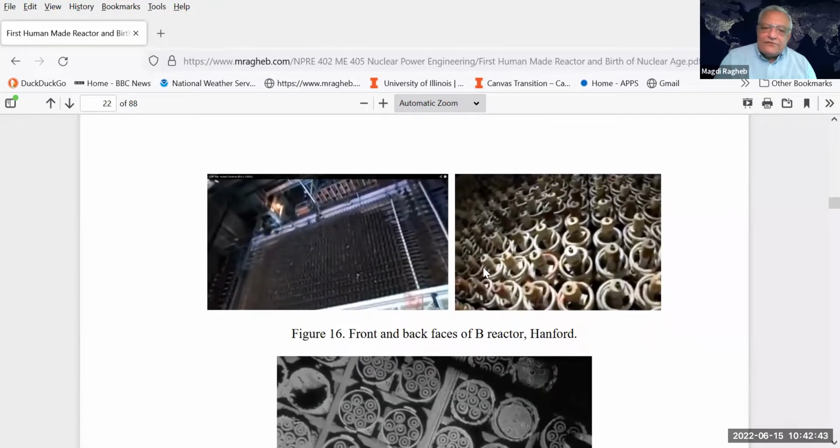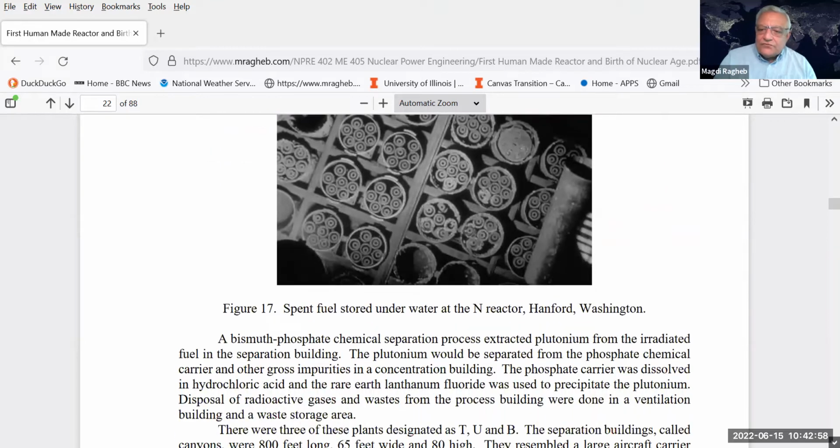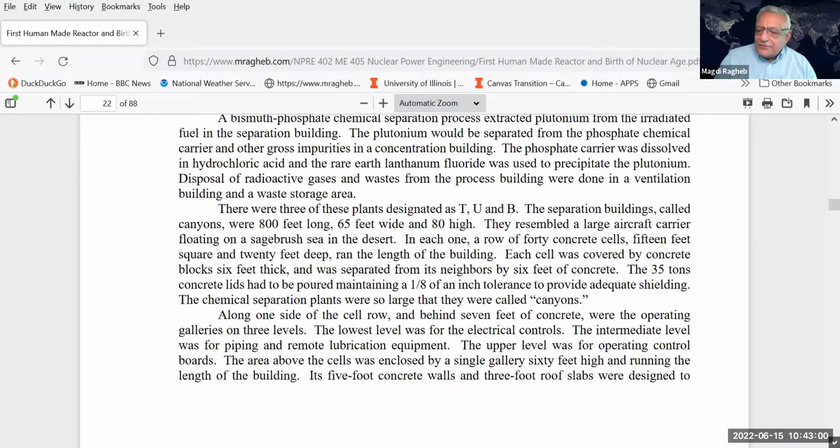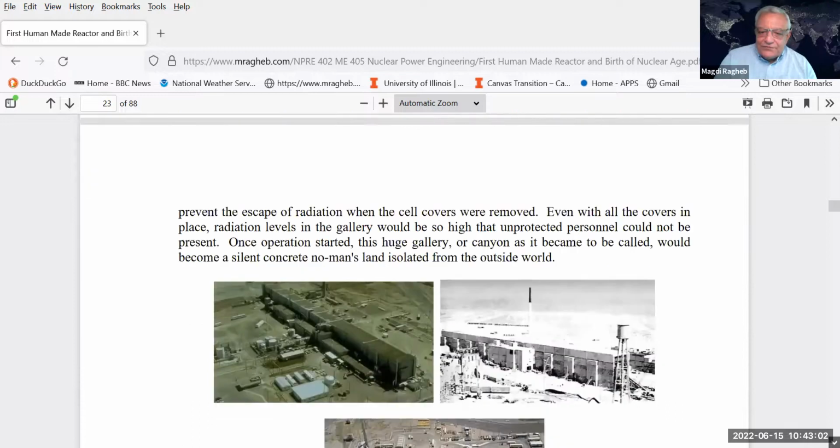The fuel itself would be irradiated, plutonium produced in it. You can store it underwater. Water is a very good shield against radiation. This is a shape of that fuel that was used in the N reactor. I showed the picture from the different reactors.